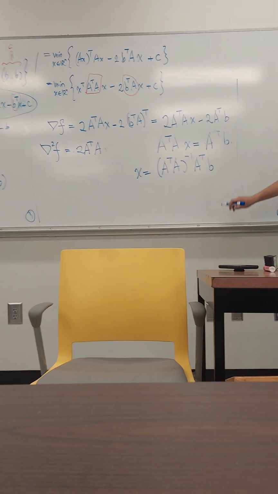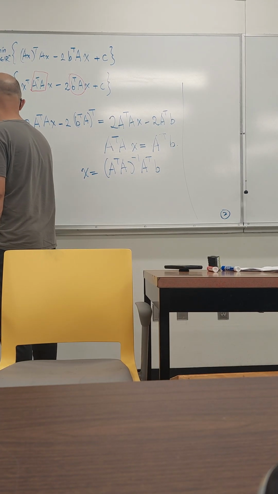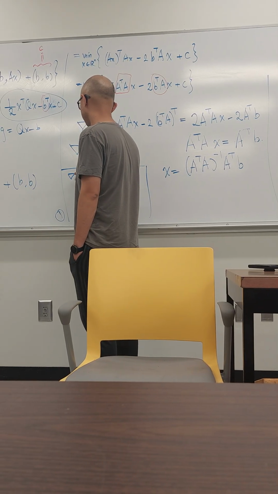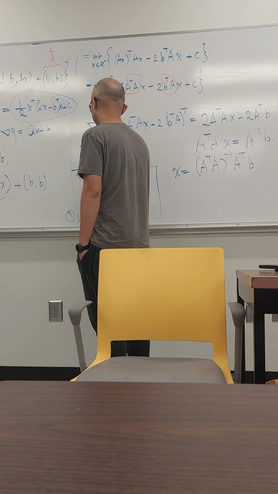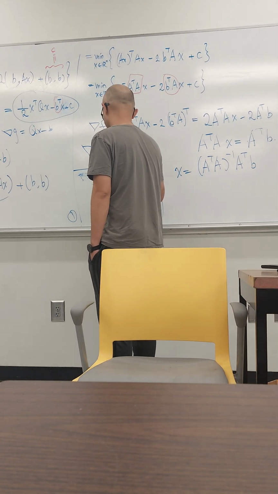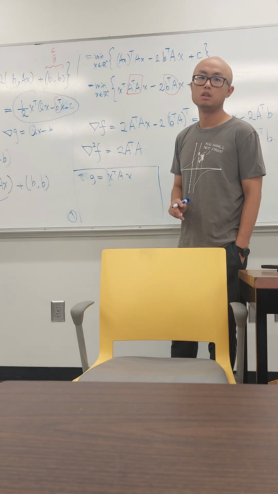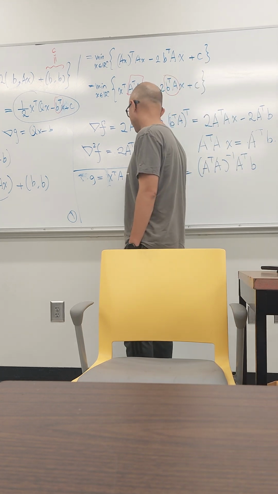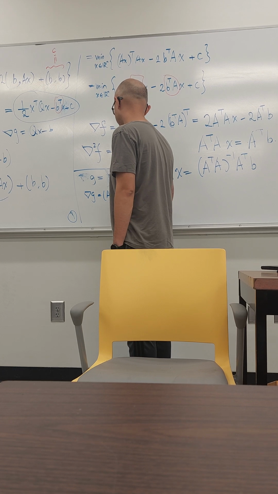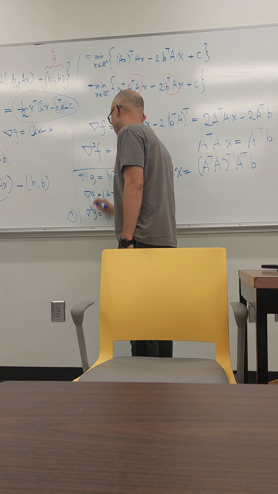So we can use homework 1. In homework 1, we derived the following. If G is X transpose AX, where A is not necessarily a symmetric matrix, then the gradient of G is A plus A transpose times X, and the Hessian of G is A plus A transpose.